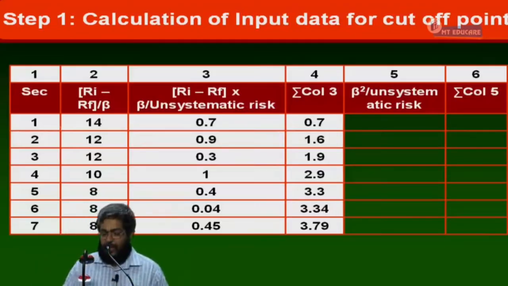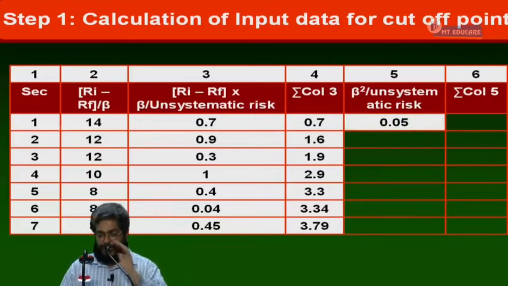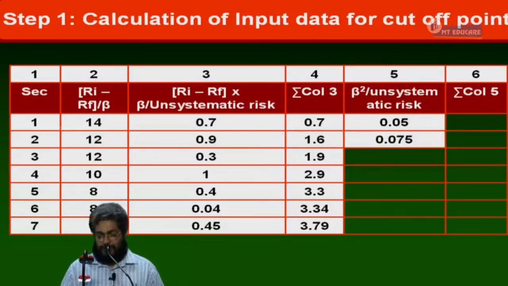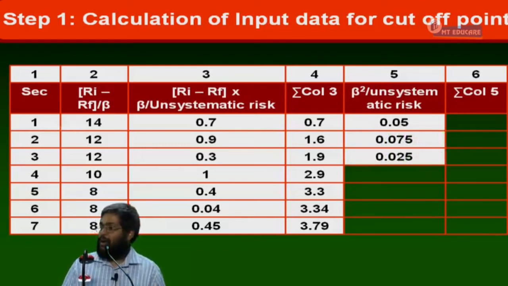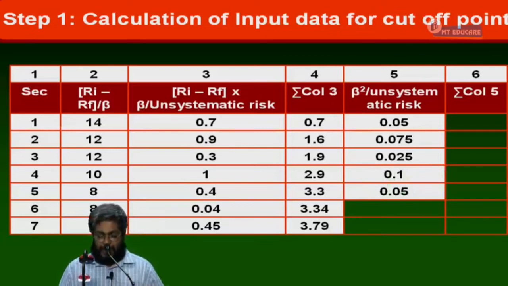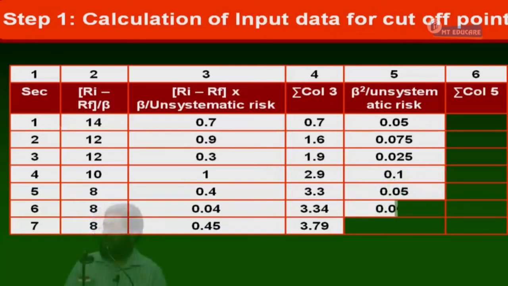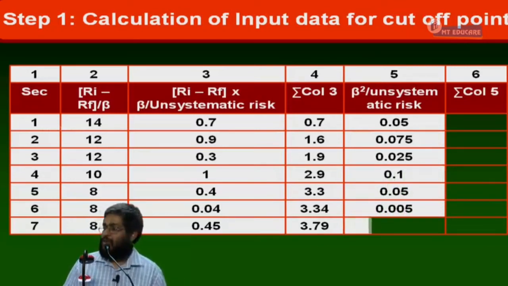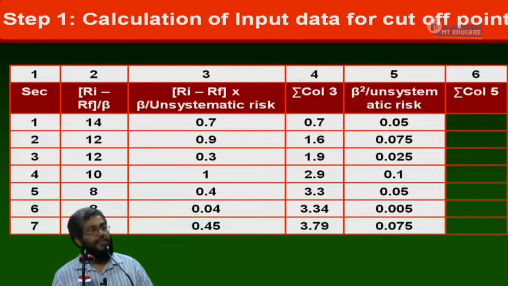So look, first security, 1 square divided by 20 is what? 0.05. 1.5 square divided by 30 is 0.075. 0.5 square divided by 10 is 0.025. 2 square divided by 40 gives you 0.10. Then 1 square divided by 20 gives you 0.05. 0.5 square divided by 50 is 0.005. 1.5 square divided by 30 gives you 0.075. Respond yes or no?